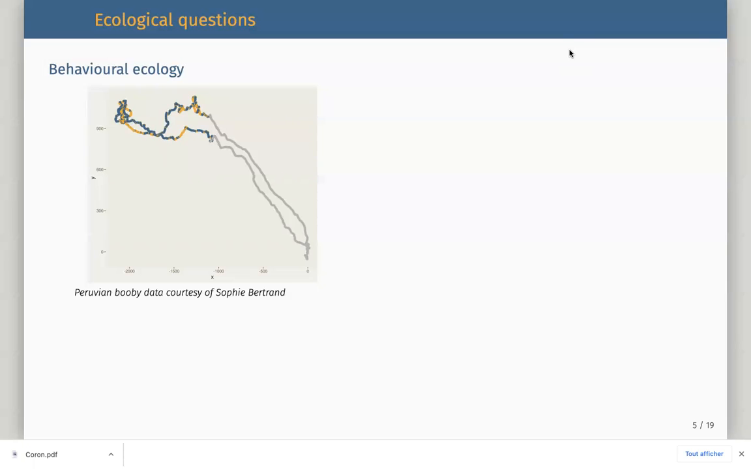That's one question that we want to address: are we able to identify some pattern in the movement which will then be linked to the state of the individuals.